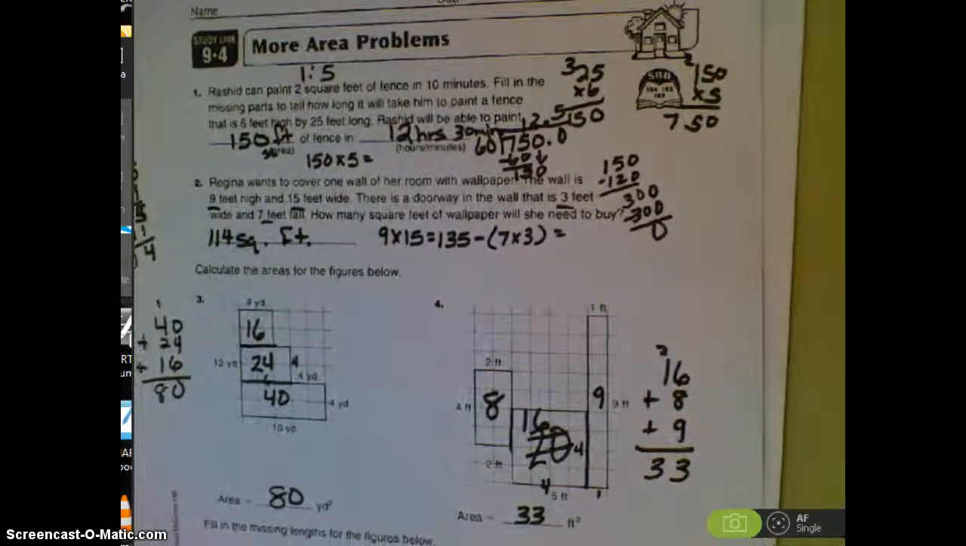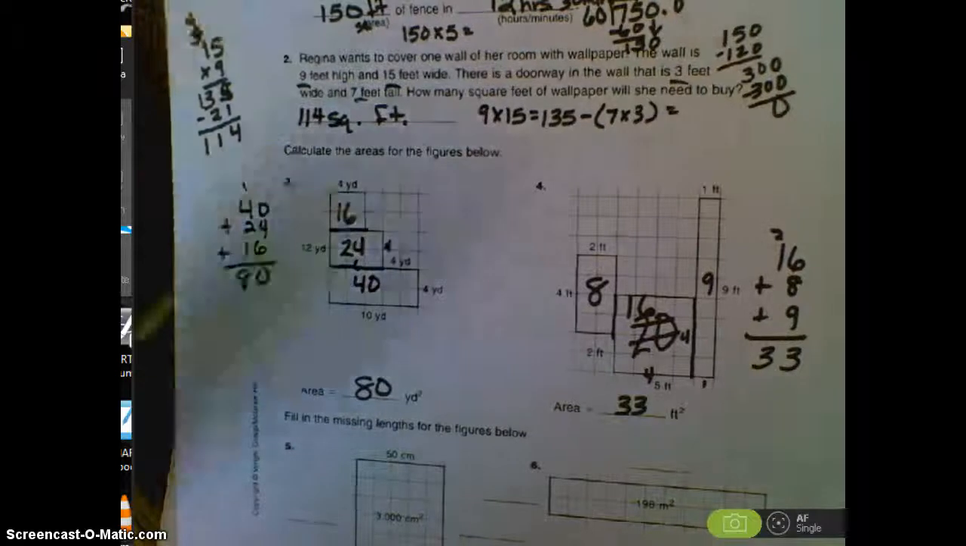Oops, I better push it up. And I'm going to fold it over so I can get the whole thing on here.